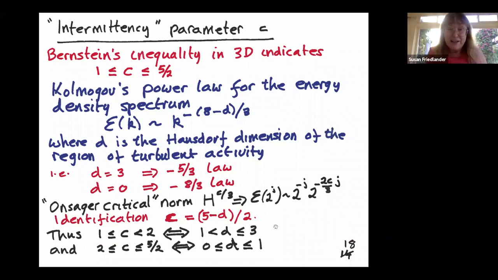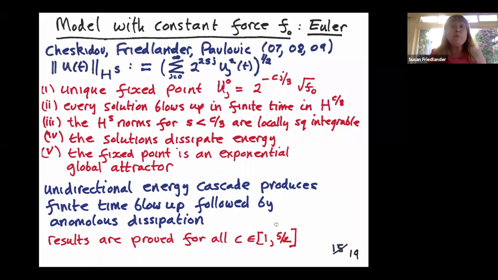So this C is actually an important parameter from the point of view of these connections, and it's sometimes referred to as the intermittency parameter. So now what can we prove?